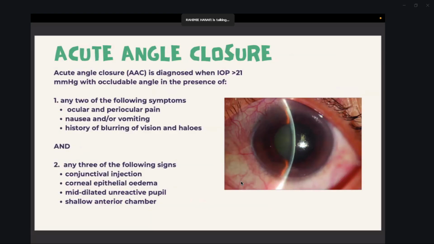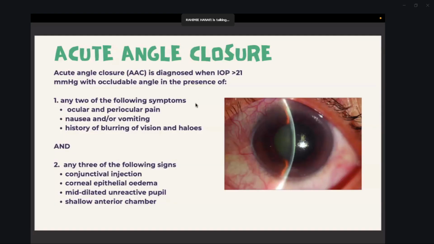Okay, acute angle closure. What it is, is angle closure of the eye. It is diagnosed when the intraocular pressure is more than 21 millimeters of mercury with an occludable angle. Okay, this is more significant for ophthalmology, the occludable angle part.